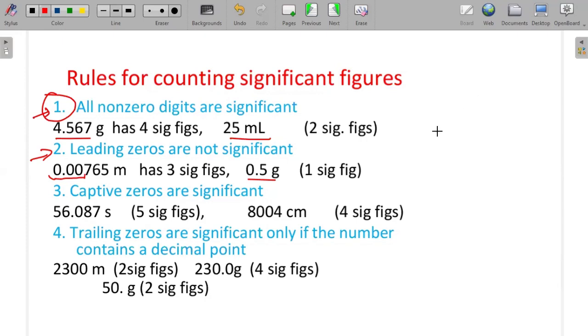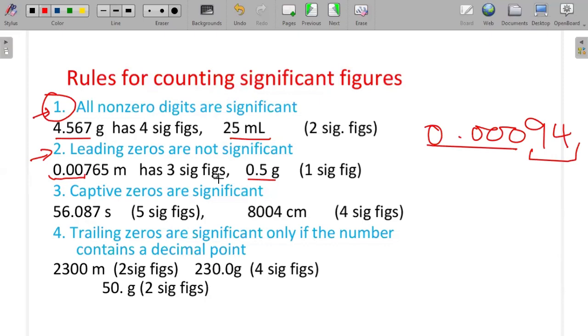If I write 0.00094, it means this number only has 2 significant figures. These zeros are in front of the non-zero digits. They are called leading zeros, so they are not going to be significant.